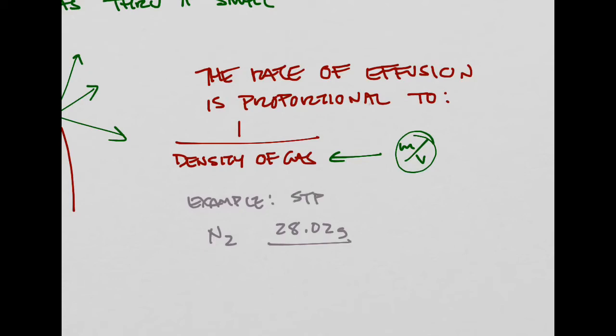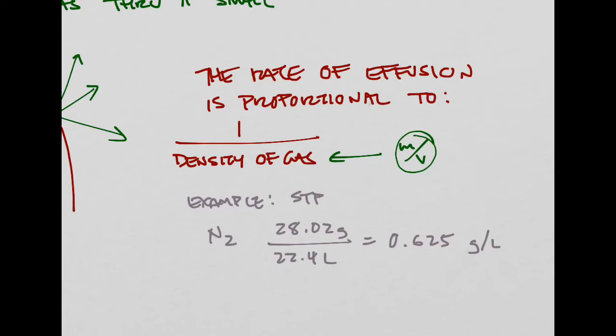And if we're at STP, if we have 1 mole of the N2 gas, then we also know that we have 22.4 liters of that gas. So if we do that, that's mass over volume, 28.02 grams over 22.4 liters. If we throw that into our calculator, that works out to 0.625 as our density of that particular gas, in this case nitrogen.